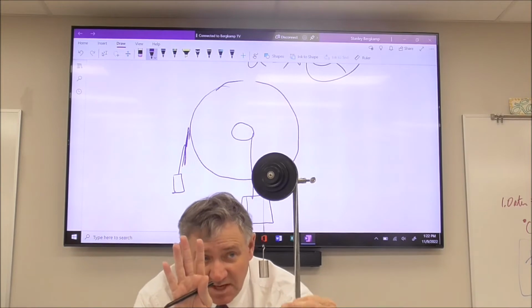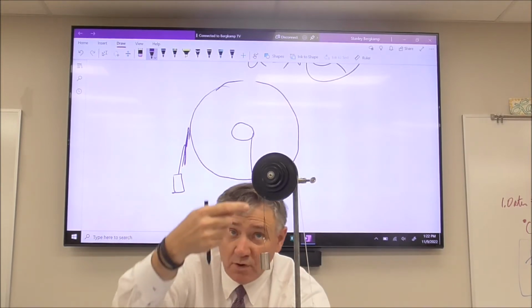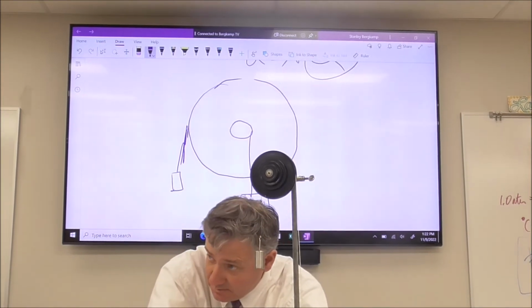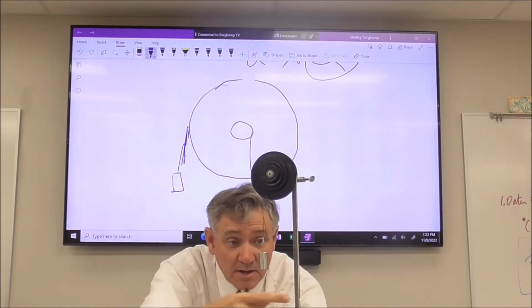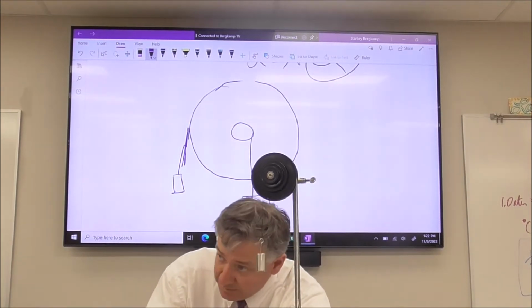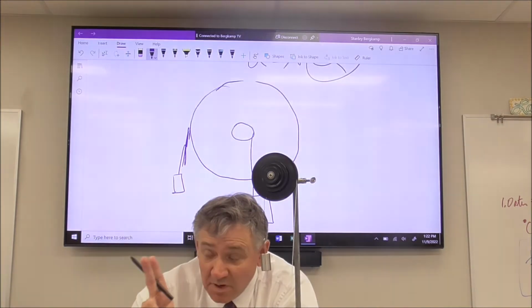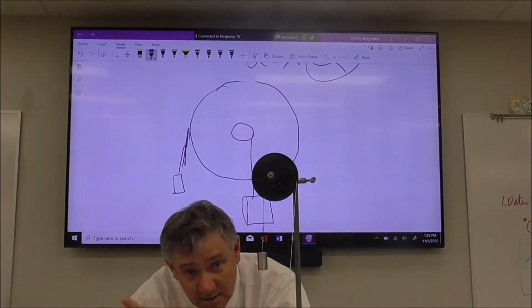So do you see that I have two different torques involved? One torque is making it spin in this direction, clockwise. The other torque is trying to make it spin in the opposite direction. So just like you could have a net force, guess what? You could also have a net torque.